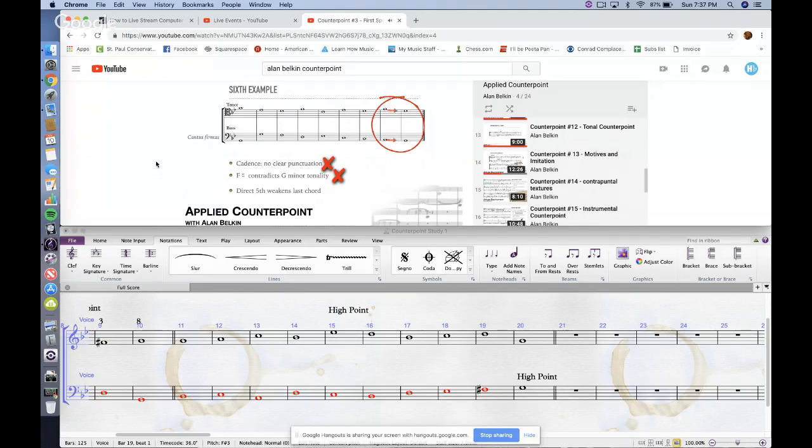That makes sense. And the direct fifth into the last chord. And it's a direct fifth. Wow. Now it's time for the students to do some exercises.